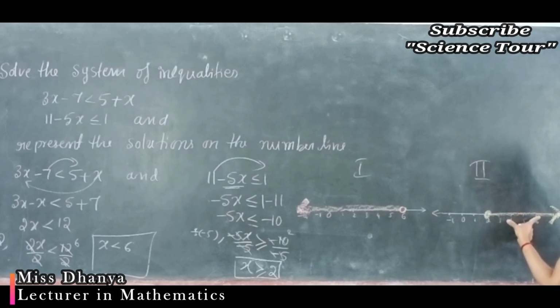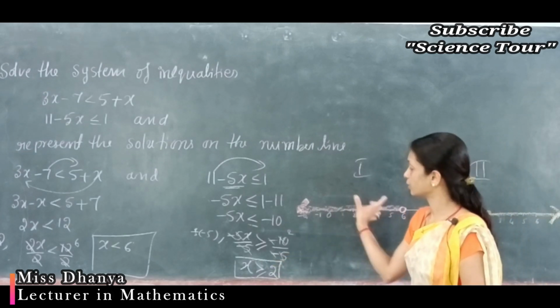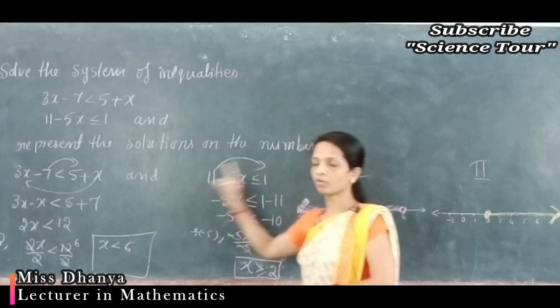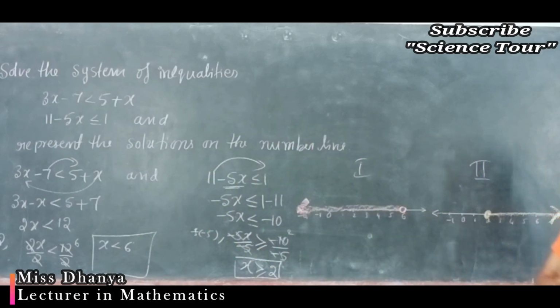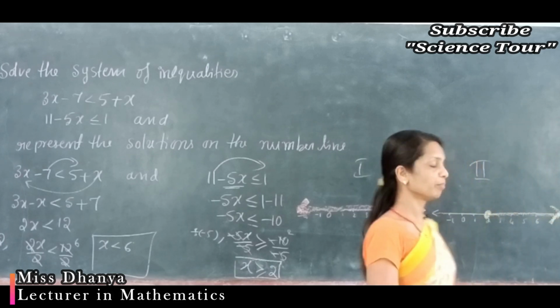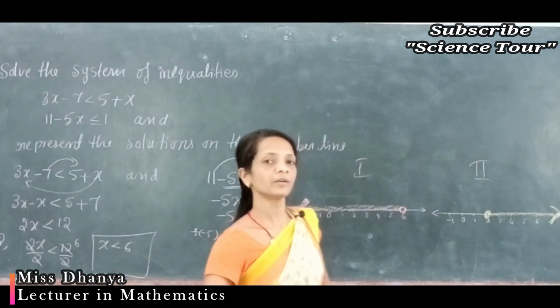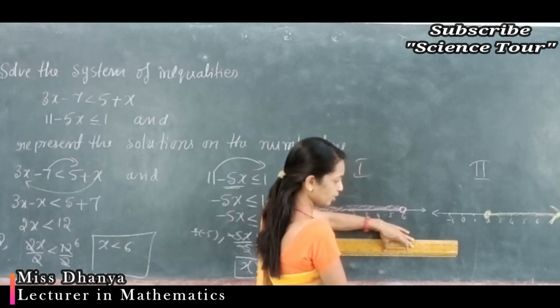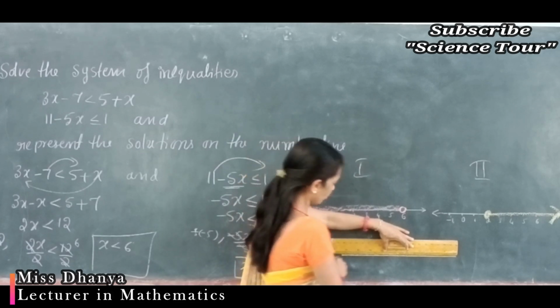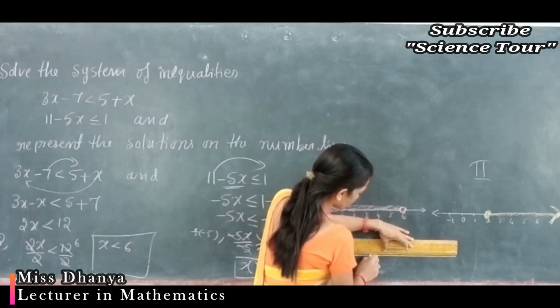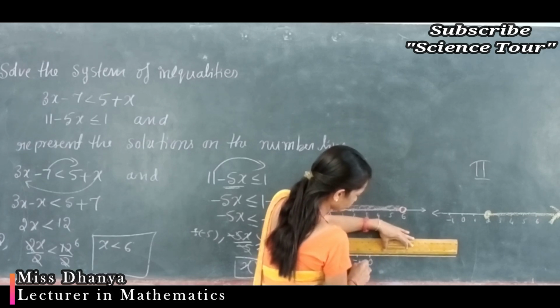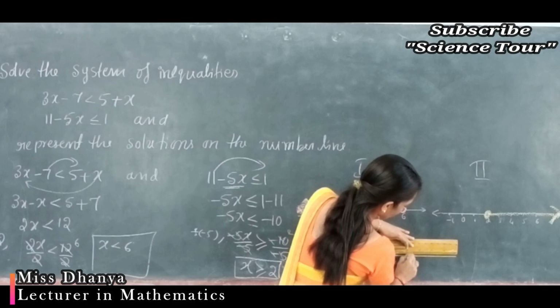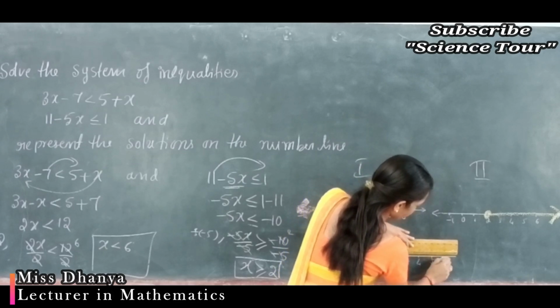Okay, so this is the representation of the solution of the second inequality, and this is the representation of the solution of the first inequality. Now we have to combine these two. Whichever darkened region is common in both number lines, you have to draw in a separate number line. That gives you the solution of that system of inequalities. So I will draw the third number line in the same way. Okay, 0 here and -1 here, then 1, 2, 3, 4, 5, 6.